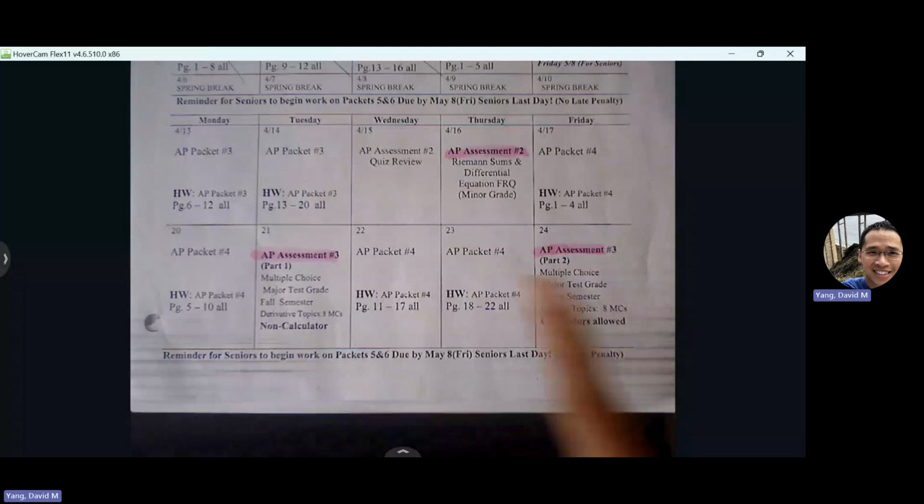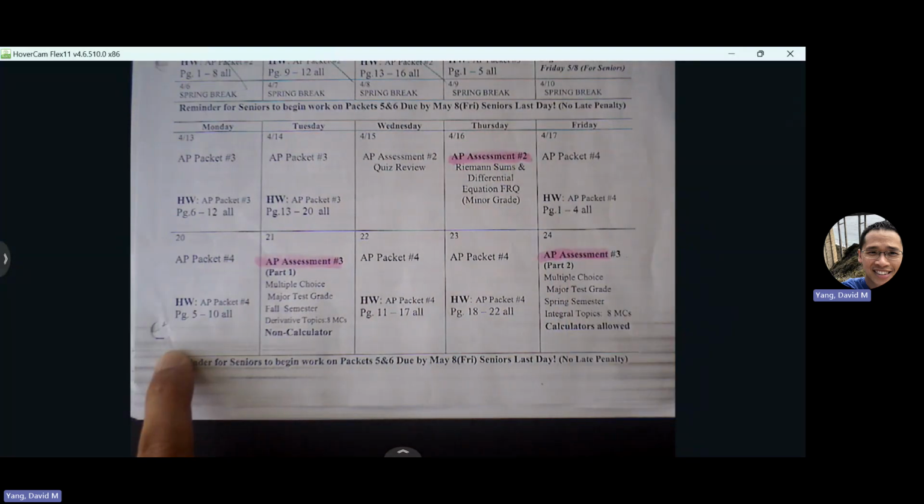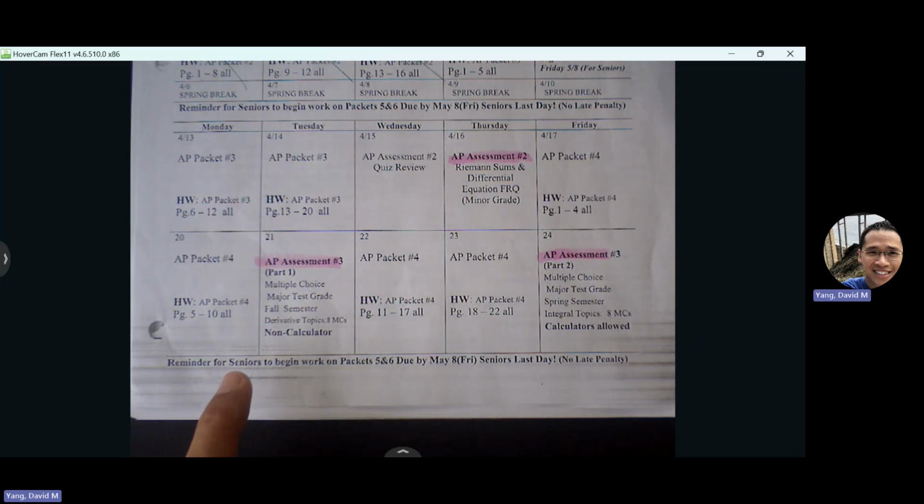This is going to be minor grade, but this will be 50 points, and the other 50 points will come from packet 3. Okay. Next week, we're going to have a multiple choice test split up Tuesday and Friday. So next Tuesday will be 8 multiple choice questions. This will be non-calculator, and this will be worth 25 points. And then we'll spend Friday and Monday reviewing, going through packet 4, just over first semester content, so we can get an idea of what those problems could look like.